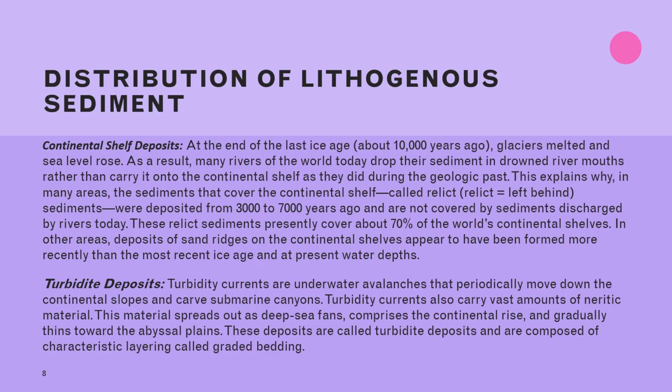Now, continental shelf deposits. At the end of the last ice age, about 10,000 years ago, glaciers melted and sea level rose. As a result, many rivers of the world today drop their sediment in the drowned river mouths rather than carrying it out onto the continental shelf as they did during the geological past. So this explains why in many areas the sediments that cover the continental shelf, called relict, meaning left behind, sediments, were deposited from 3,000 to 7,000 years ago and are not covered by the sediments discharged by the rivers today.